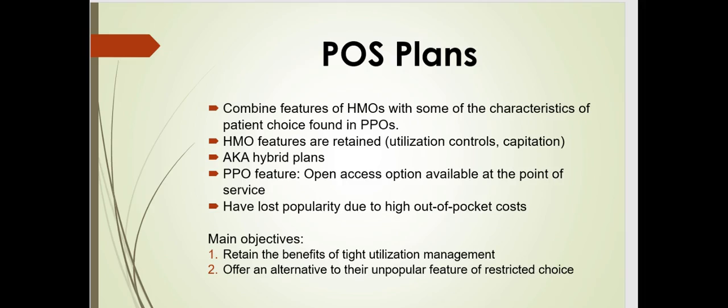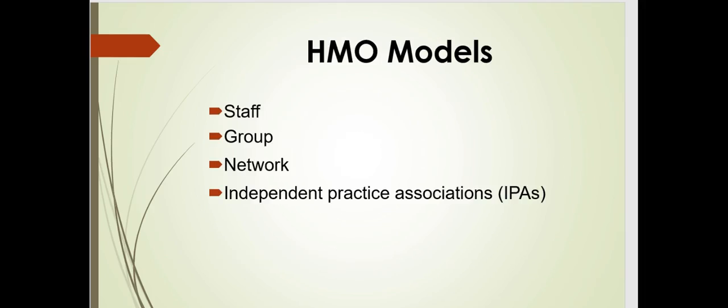All right, so now I'm going to jump back to the four models of HMOs, or health maintenance organizations. And really quick, before I do that, when we're talking about PPOs, we are talking about preferred provider organizations. I should have said that when I reviewed the slide on PPOs. All right, so now back to HMOs. The four main models for HMOs are staff model, group model, network model, and the independent practice associations model, or IPA.